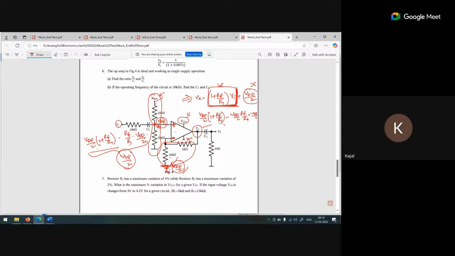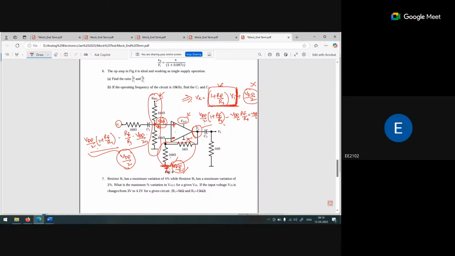Yes, sir. I think you are familiar with the week 3 content. In the week 3 content, what we do is add a VDD by 2, VDD by 2. The supply voltage will be boosted up by the VDD by 2. So we get the same output voltage, 1 plus RF by R1 into the VI. There is no extra voltage added.